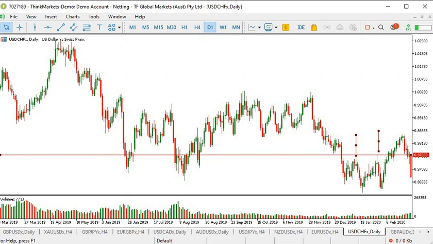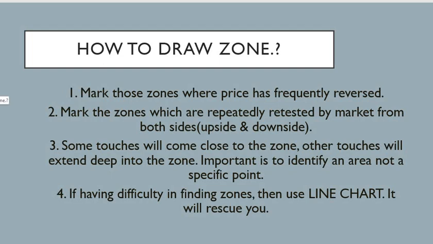So that's the way we are going to draw zones on the chart. Let's look at it again. These are the points. I highly recommend this technique to you. I want you to backtest this technique and practice it as much as you can. Thank you for having me.